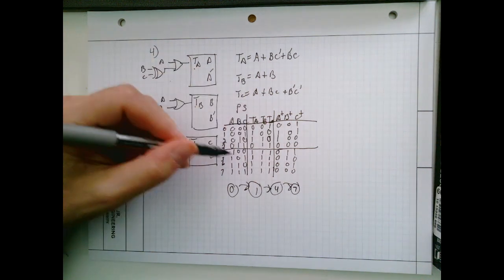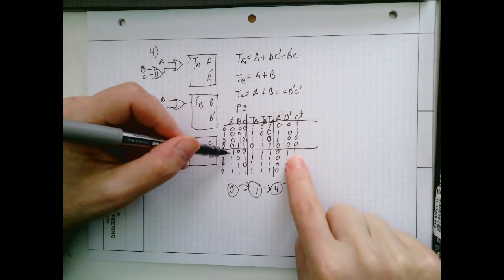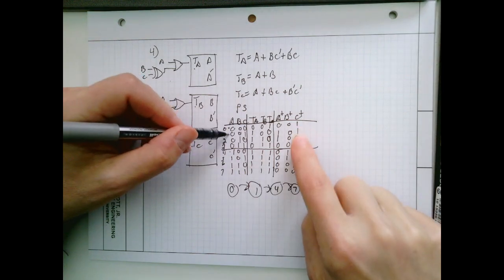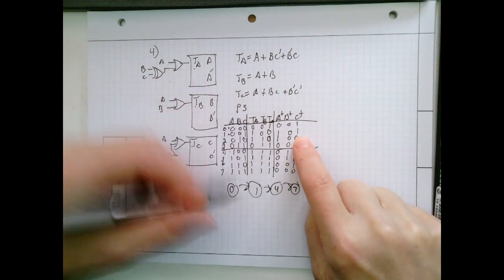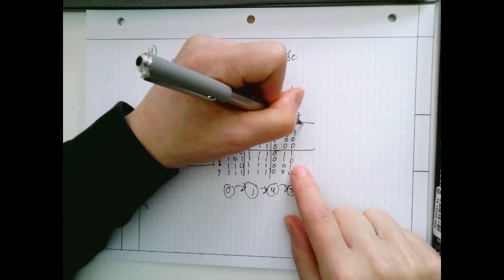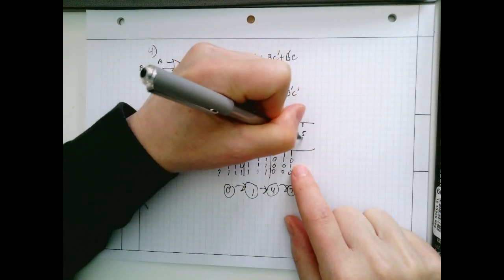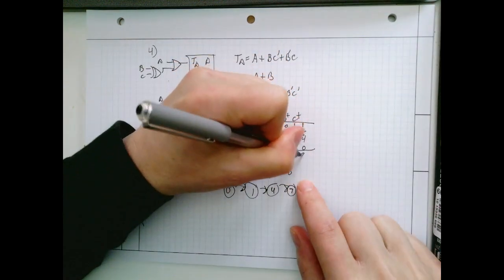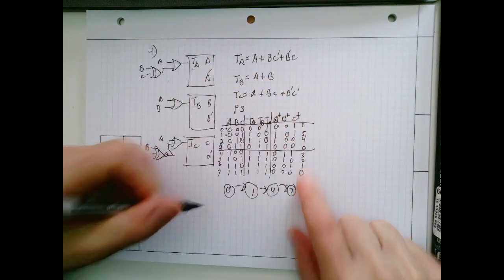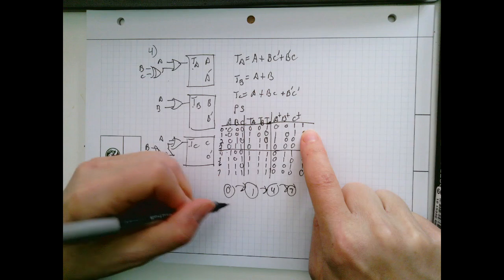Wait a minute. 4, next state is 3. What am I doing? 0, next state is 1. That's right. 1, next state is 5. Oops. Let's number these things. 1, 5, 4, 0. 3, 2, 1, 0. Okay. So 0 goes to 1.